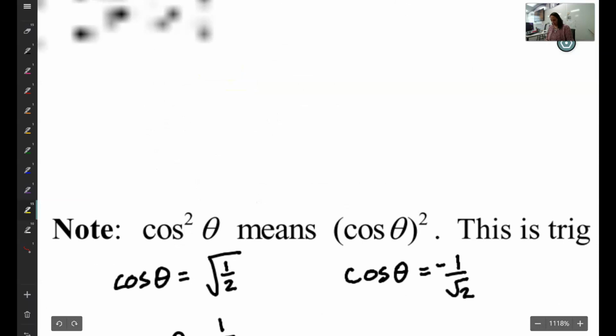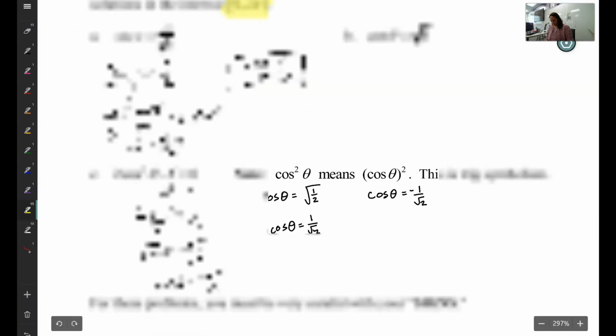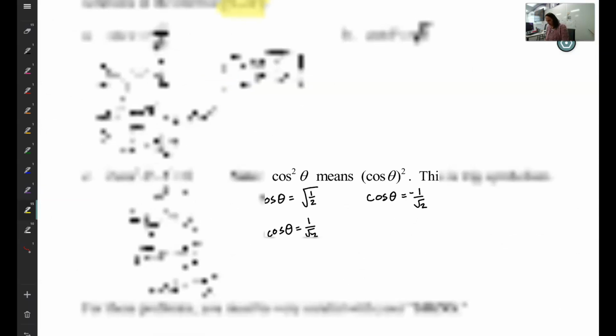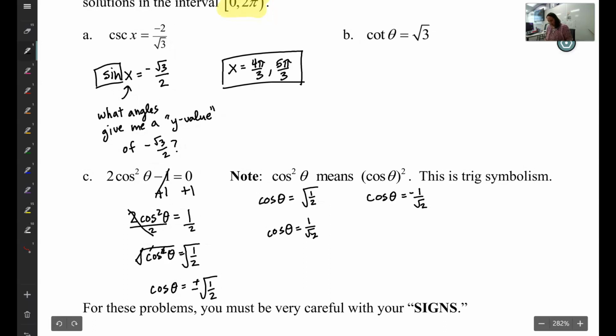Alright guys, the surface is deciding it doesn't want to be friends. So I have theta equals pi/4, 3pi/4, 5pi/4, and 7pi/4 for all of them.